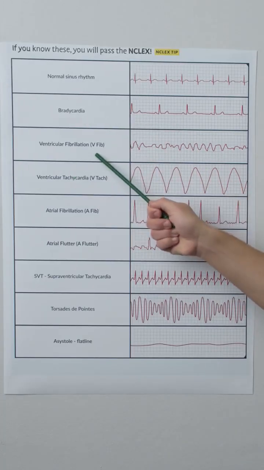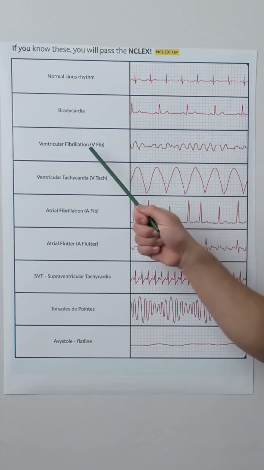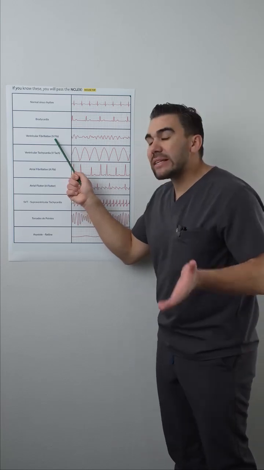Next is ventricular fibrillation, or VFib. This one looks like a flopping fish that's just flopping around. So remember, with VFib, you want to defib, or basically defibrillate.